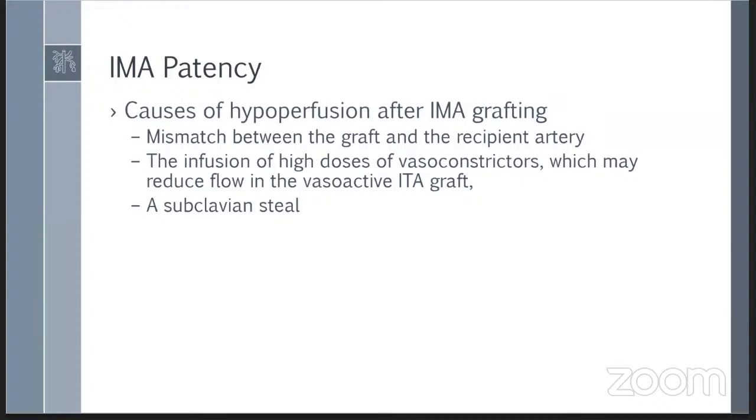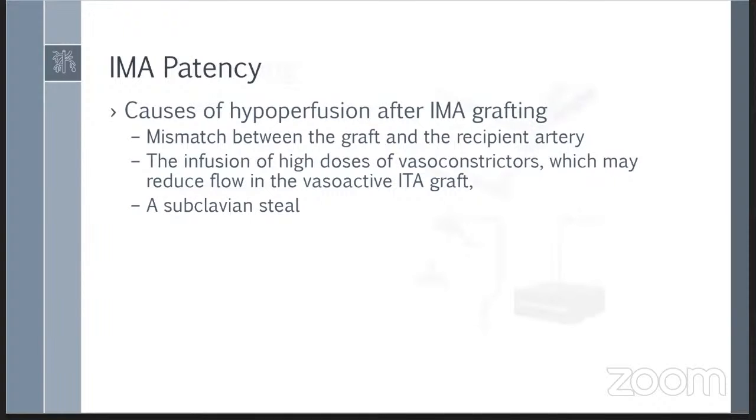The causes of hyperperfusion when the internal mammary artery is used are either mismatch between the graft and the recipient artery, or the infusion of high doses of vasoconstrictors, or subclavian steal syndrome. Subclavian steal syndrome happens when there is a proximal occlusion of the subclavian artery, which causes blood flow to go retrogradely from the coronaries into the internal thoracic artery, causing this steal phenomenon.